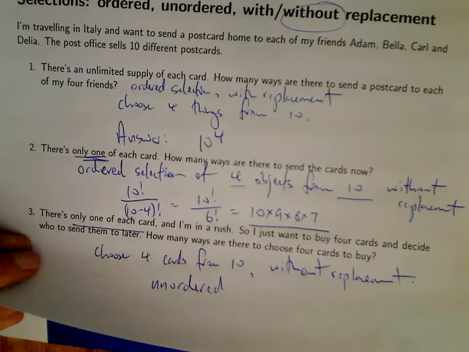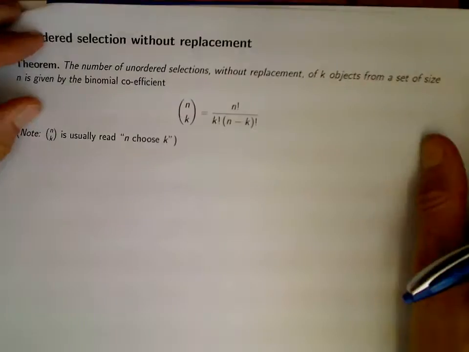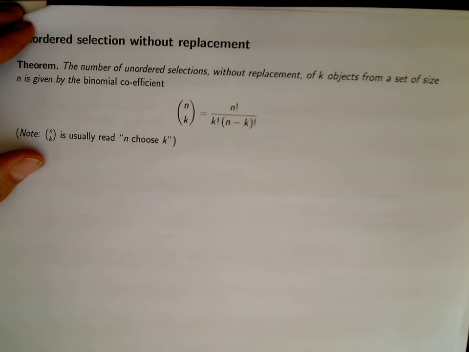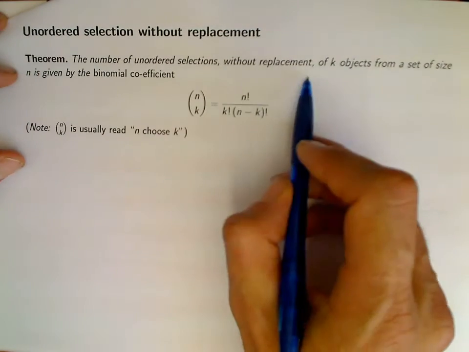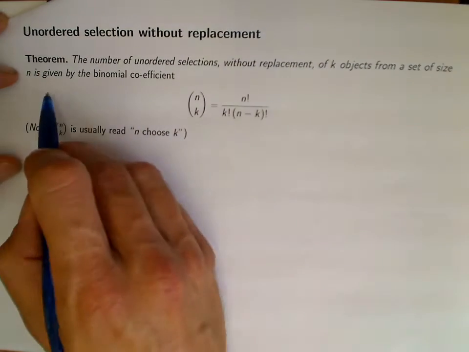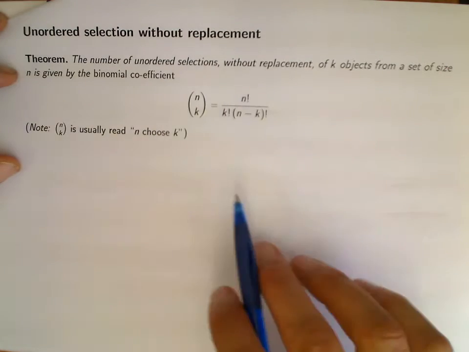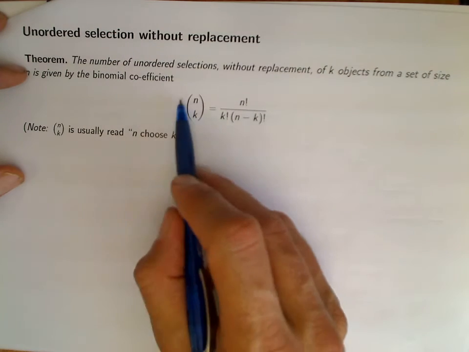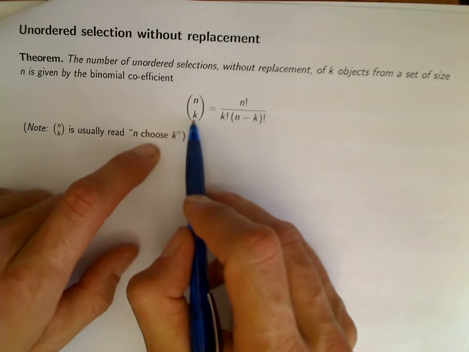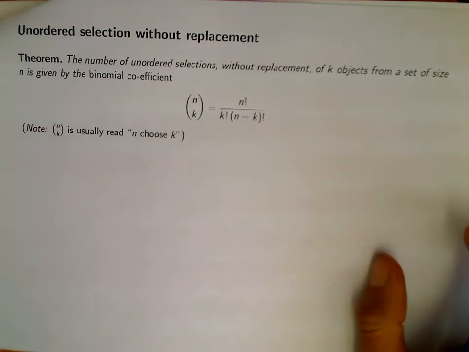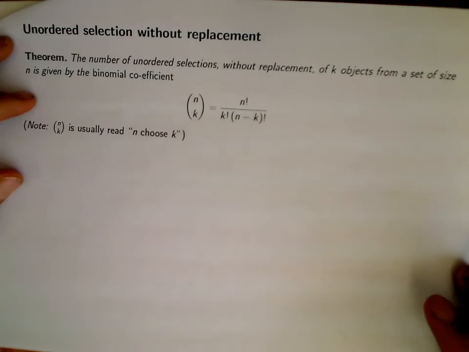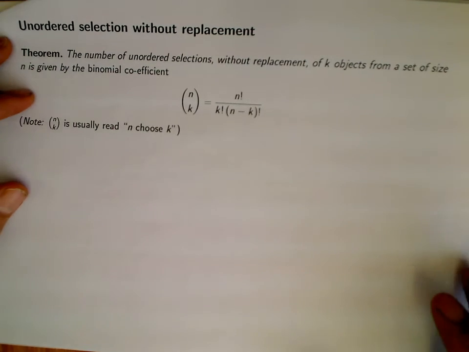So what's the theory for that? Here it is. The number of unordered selections without replacement of k objects from a set of size n is given by what's called the binomial coefficient. The symbol here we read as n choose k, and it's equal to n factorial over k factorial times n minus k factorial. Okay, so let's convince ourselves that this is true.